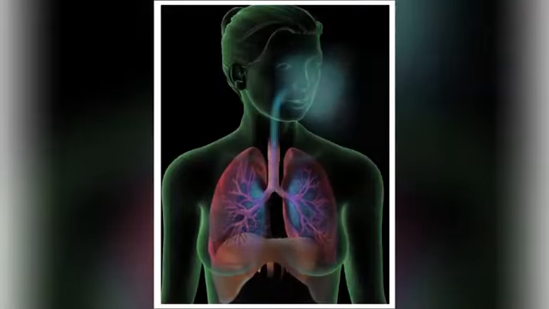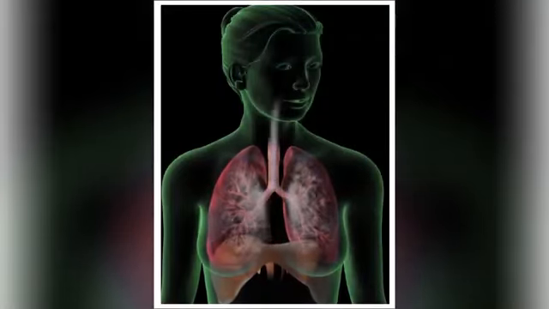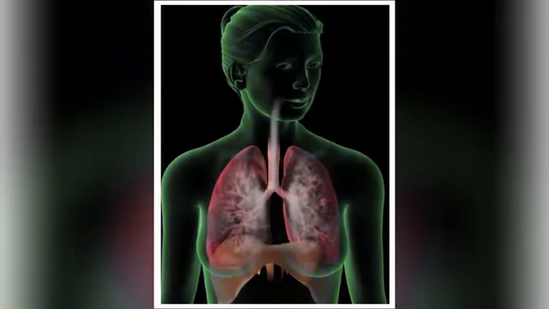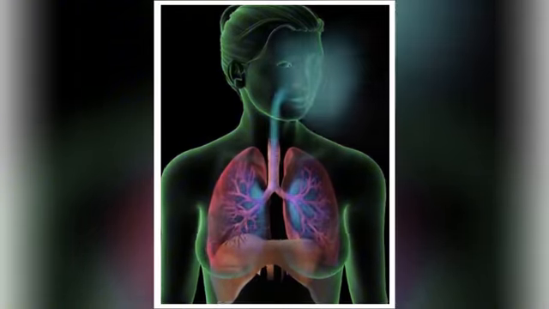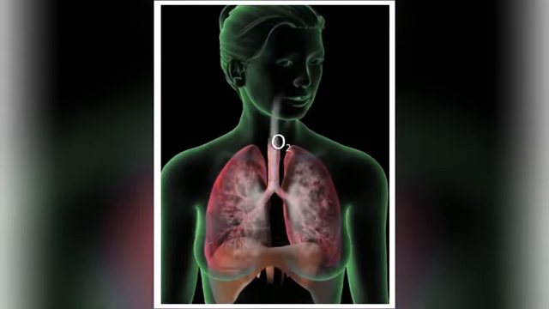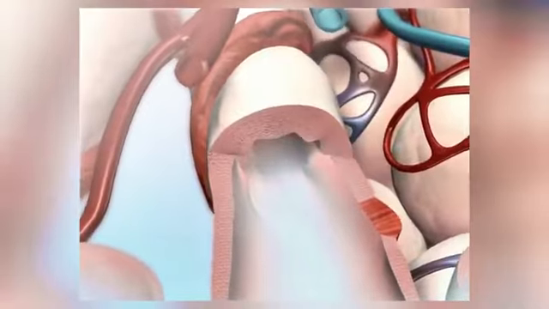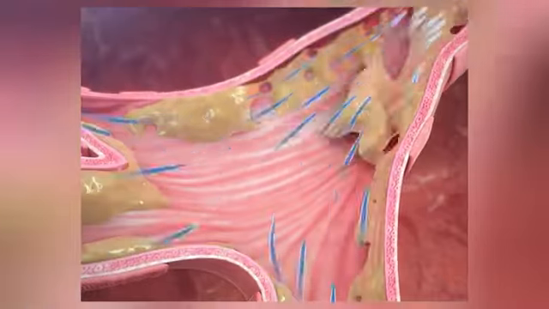Air always naturally moves from an area of higher pressure to an area of lower pressure. When the pressure inside the lungs drops lower than the atmospheric pressure outside, air rushes into the lungs. When the pressure inside the lungs becomes higher than the atmospheric pressure outside, air is pushed out.